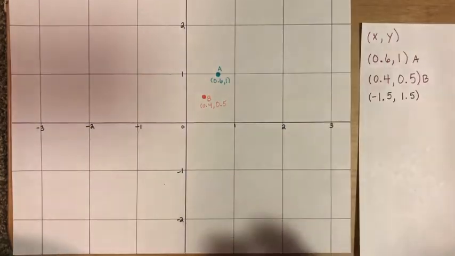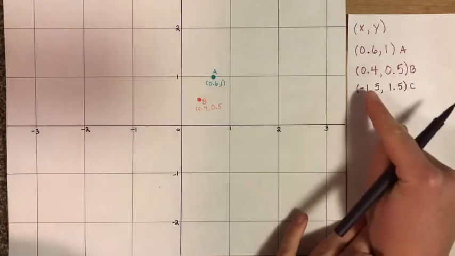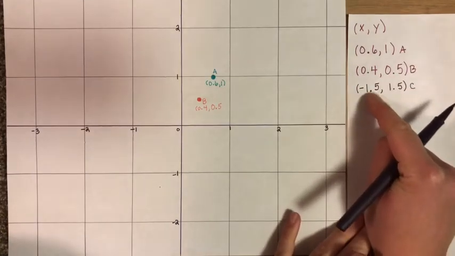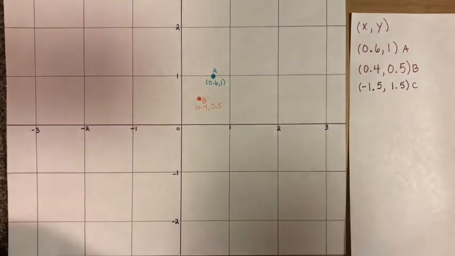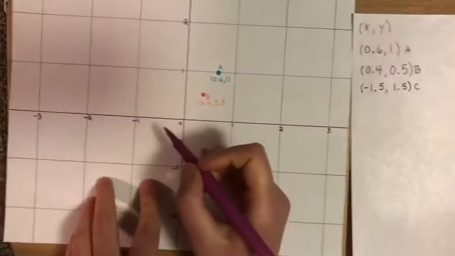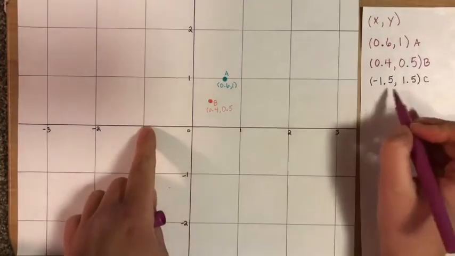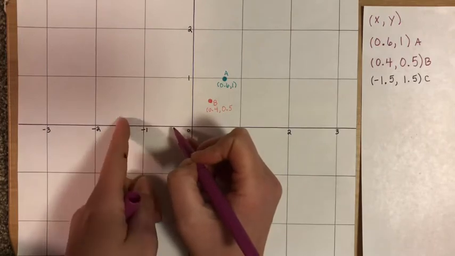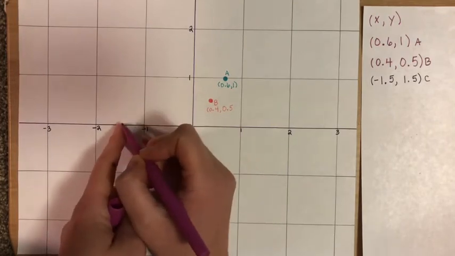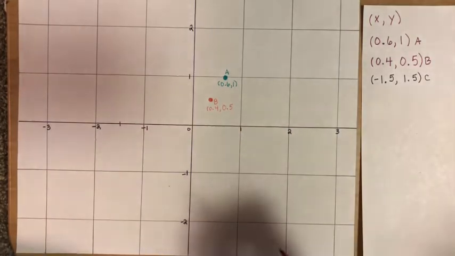So it's really important that you follow directions. In this one that we're going to label C, we're going to go over negative 1.5 and then up 1.5. So for this point, I have to follow my X first. I'm going to go over 1, and then remember 0.5 means half. So I'm going to go over 1, and then where I think maybe half is, you can even put a little dash there so you kind of remember.